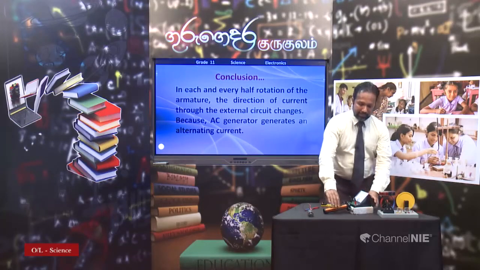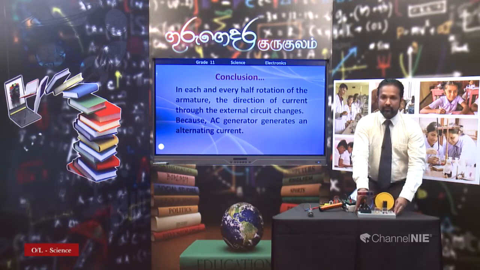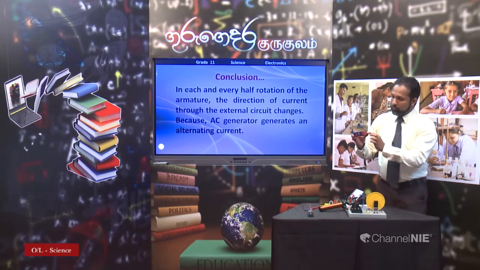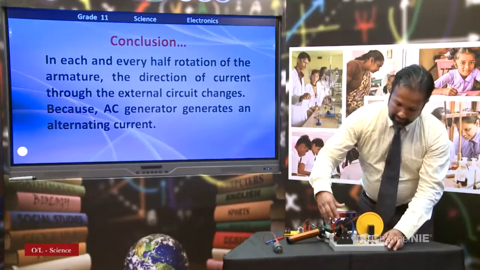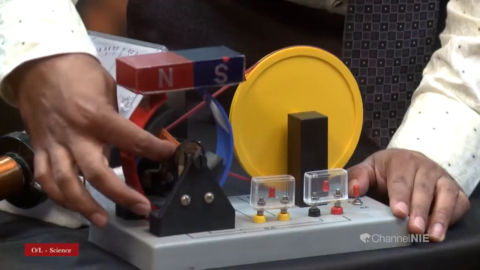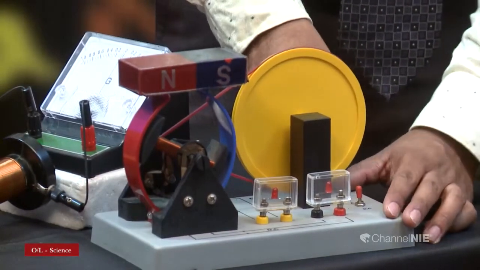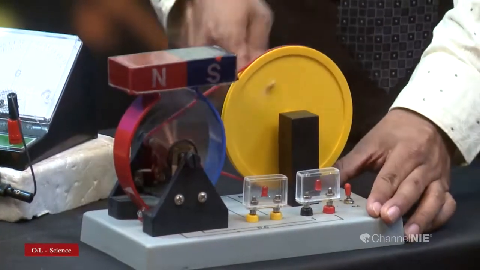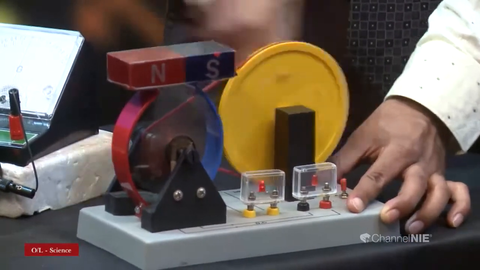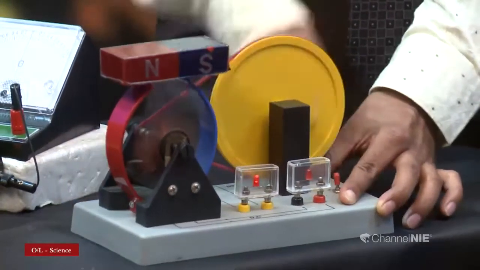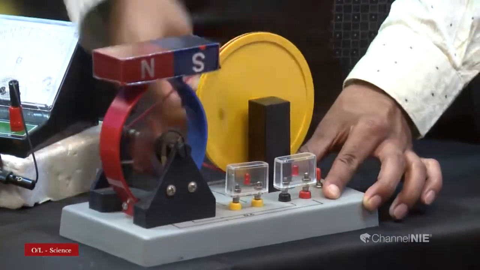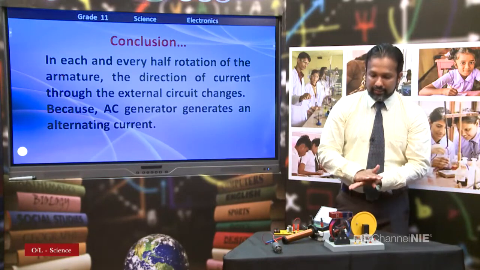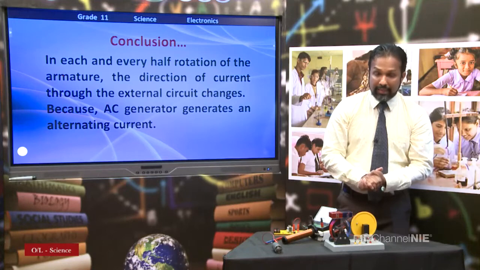My dear children, this is the diagram of an alternating current dynamo. Here, there is a strong magnet, North Pole and South Pole here. There is an armature made up of copper wire, and there is an LED. I am going to rotate the shaft. You can see that when moving the shaft, an AC current is generating. That is why the LED is glowing.